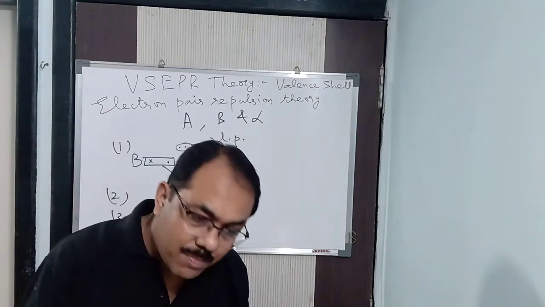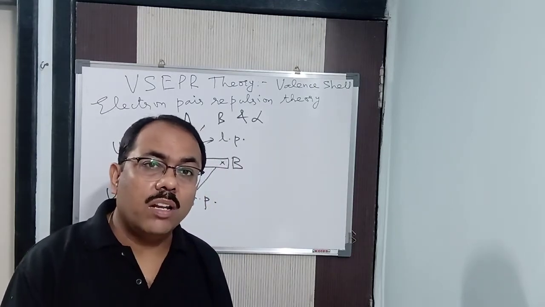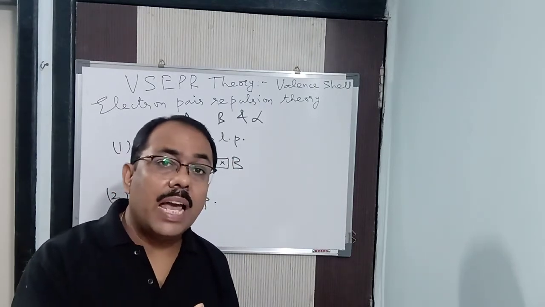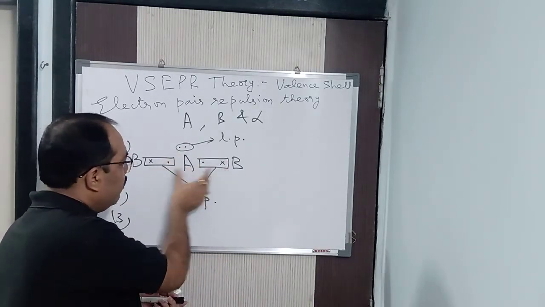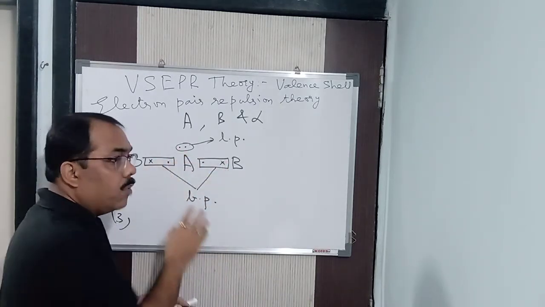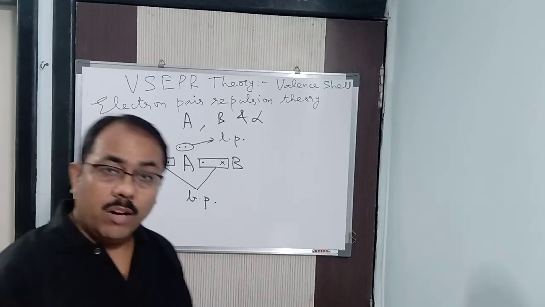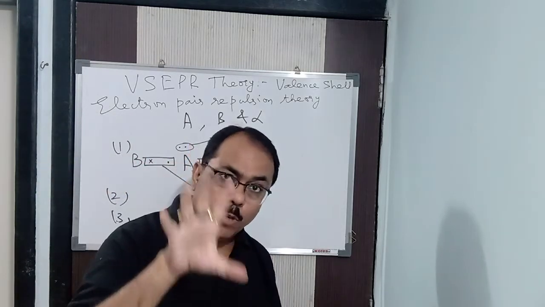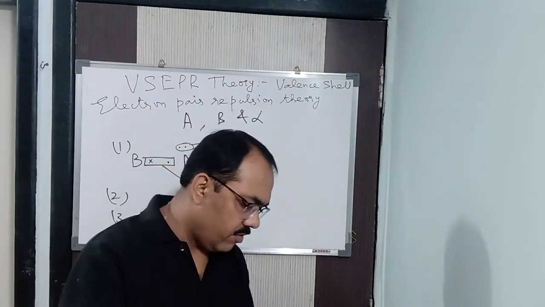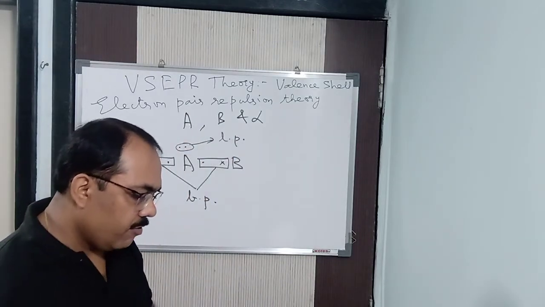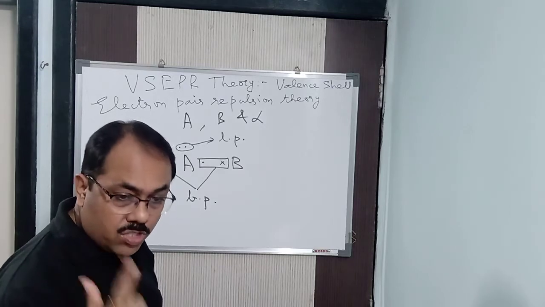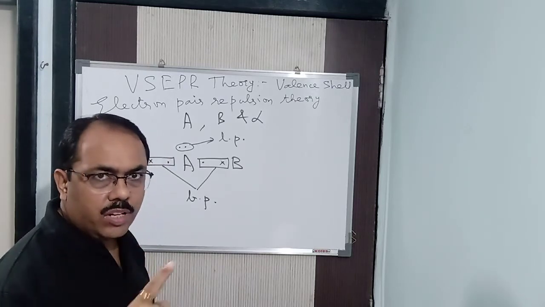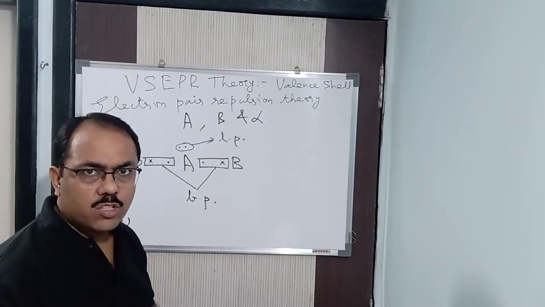So when they set themselves, it is in a particular angle. They will have a particular bond length and a particular bond angle. Hence they will have a definite geometry, a definite structure, so that the force of repulsion among them will be minimum. This is the most important point: they will arrange themselves in such a manner.